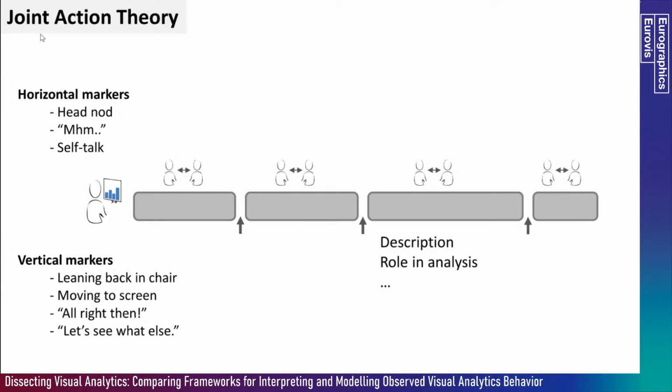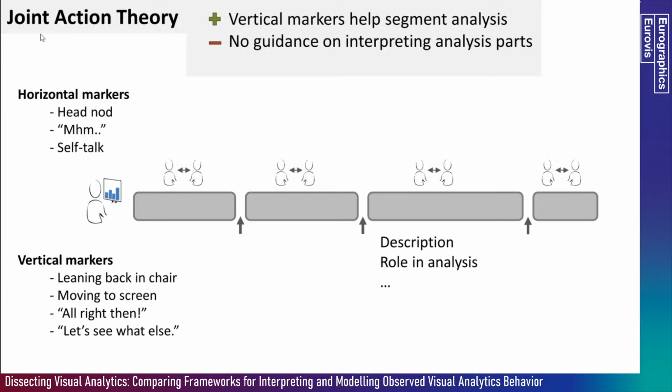We applied this process to our data and found that, indeed, vertical markers help us decompose analysis into smaller parts. However, we were then left to our own devices to interpret them, and this was not trivial. Moreover, JAT doesn't provide any way to capture how visualization supports or even drives analysis. So ultimately, we felt that JAT might be good at explaining how people communicate, but it didn't really provide enough guidance to support an insightful analysis of data.